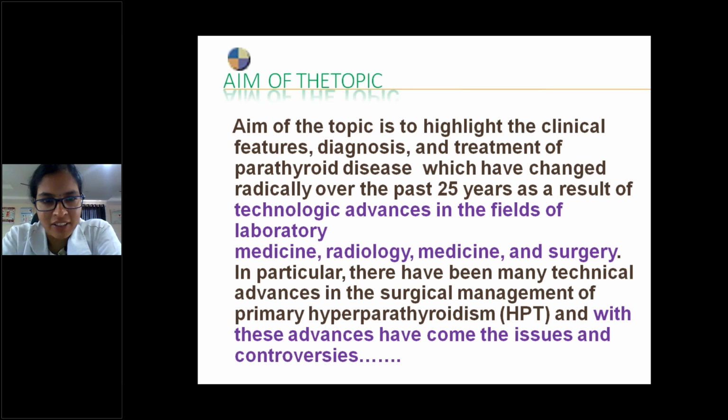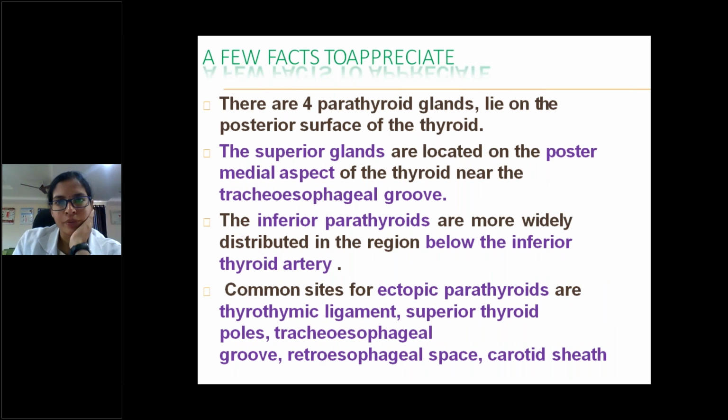Okay, I will go to the slides. There are 4 parathyroid glands lying on the posterior surface of the thyroid. The superior glands are located on the posterior medial aspect of the thyroid near the tracheoesophageal groove. See, this tracheoesophageal groove, everything is related to the recurrent laryngeal nerve. Inferior parathyroids are more widely distributed and lie below the inferior thyroid artery.